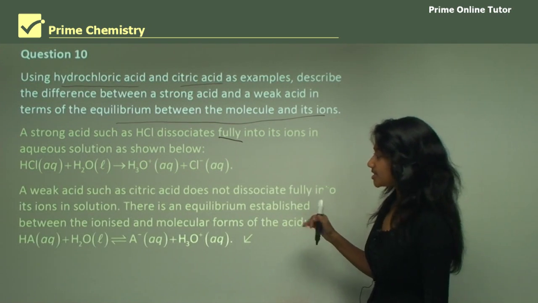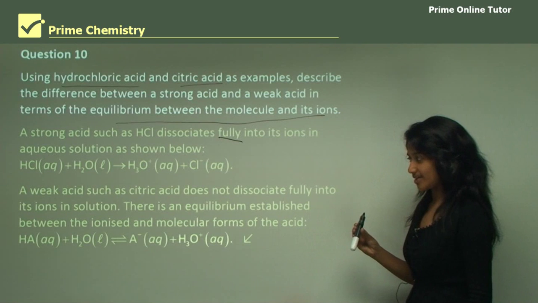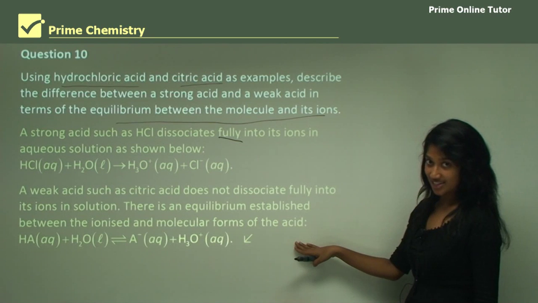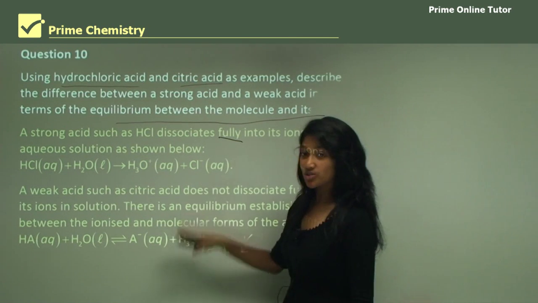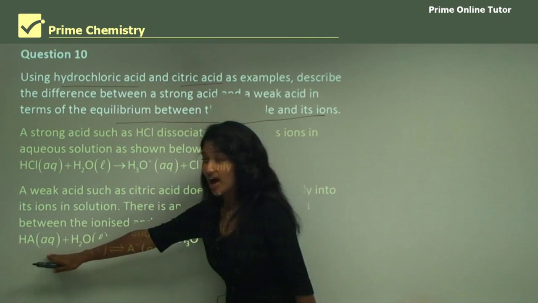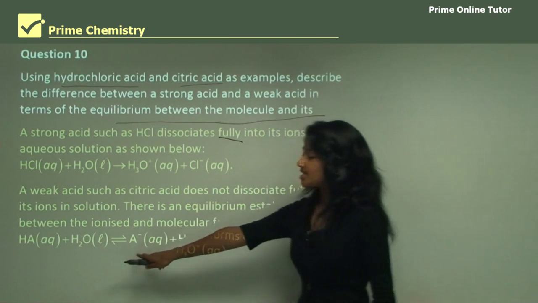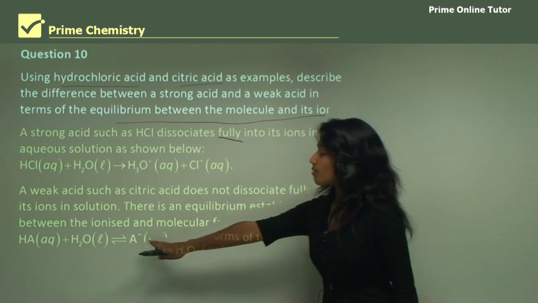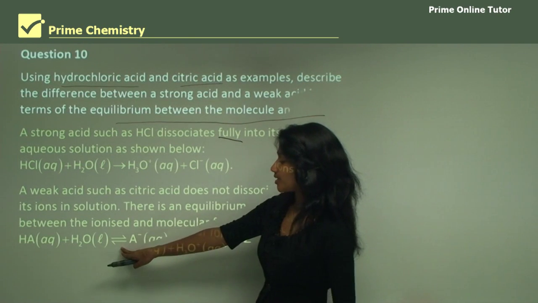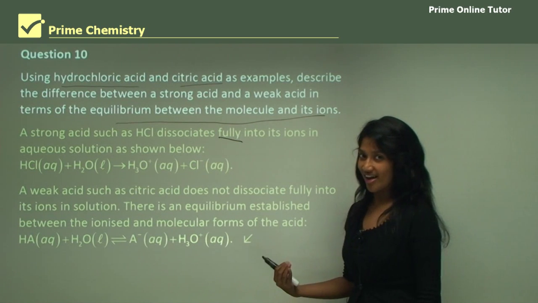But in a weak acid, the citric acid, it only partially ionizes. In other words, it does not fully dissociate. There is an equilibrium established between the ionized and the molecular forms of the acid. As you can see from the equation, it's always good to include equations so your description is much clearer. So we have the acid, which is HA, reacting with water. Now it's in equilibrium because it's a weak acid, forming A- anions and the hydronium ion. So you can see it's in equilibrium because it's not a strong acid. In other words, not all of the acid particles are being ionized.